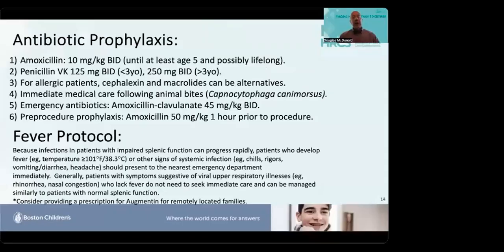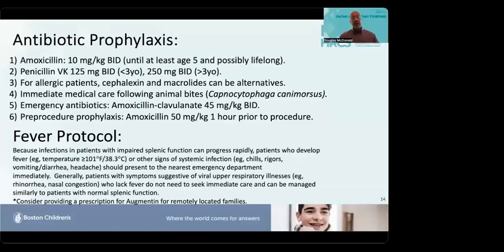Another important aspect of our management for asplenic and hyposplenic patients is antibiotic prophylaxis, which has been shown to significantly decrease the incidence of serious bacterial infections. Two options include amoxicillin given twice daily or penicillin VK given twice daily. For our patients who are allergic to amoxicillin and penicillin, alternatives can include macrolides or cephalexin.